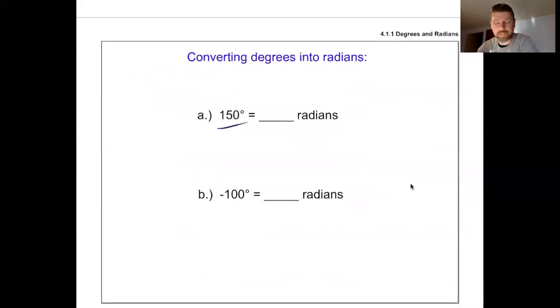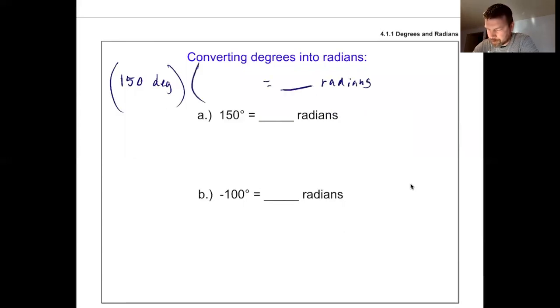If I have 150 degrees, I want that to be no longer degrees. I want it to become radians. So I'm going to just have to multiply by some kind of conversion, some kind of equal number that doesn't change the value. I want degrees to go away, so I'm going to put degrees on the bottom. I want it to turn into radians, so put radians on the top. And then I'm going to say, hey, I know there are pi radians in 180 degrees.